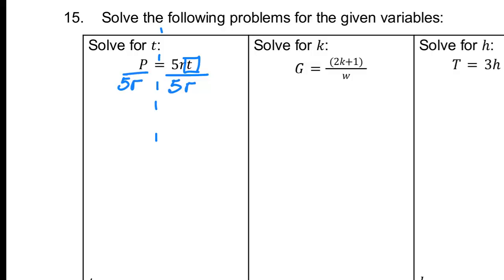So on the right-hand side, your 5 simplify out. Fernando, are you catching some of this? Your r's cancel out, and you're left with t is equal to capital P divided by 5r. Well, gosh, that's got t by itself.